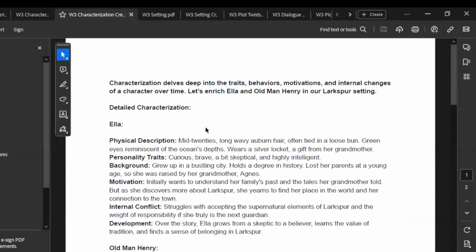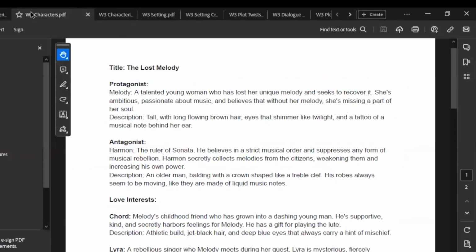Okay. And sorry, was it this one? Nope, it was this one. Wait, no, it's this one.